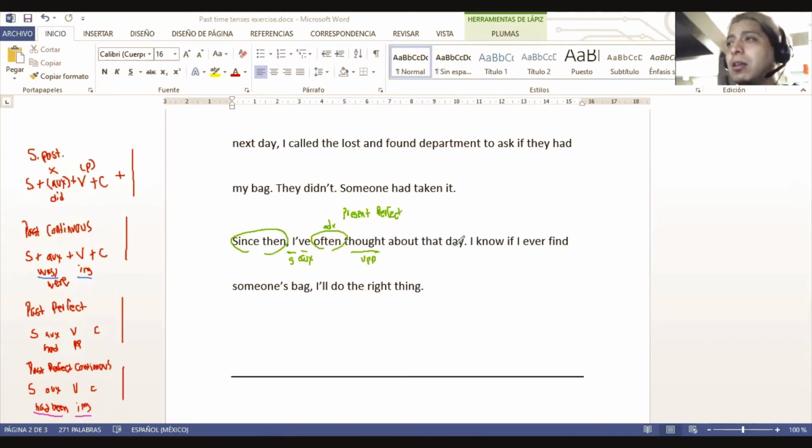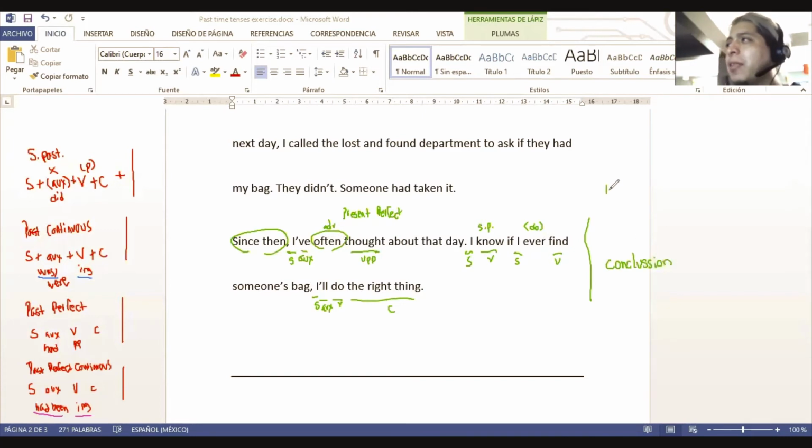I have often thought about that day. I know, subject and verb, this is the simple present. Again, he's back to the simple present. If I find, the auxiliary again is do, you never use it, the verb is find, someone's bag, subject, auxiliary, verb, and complement. This is the future. So you are using the present perfect to connect the past with the present, and you are using the simple present and even the future because this is the conclusion.